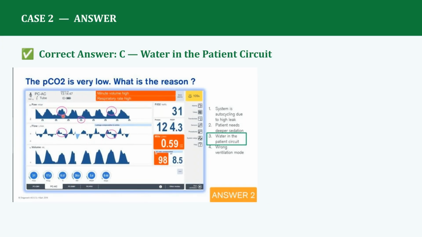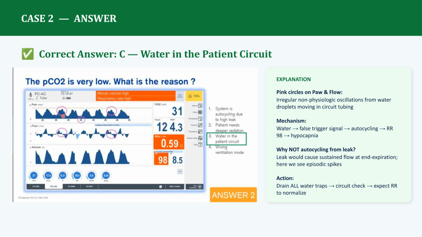The correct answer is C, water in the patient circuit. The irregular non-physiologic oscillations, circled in pink on the PAW and flow waveforms, are caused by water droplets triggering the ventilator repeatedly. The immediate action is to drain all water traps and check the circuit, expecting the respiratory rate to normalize.